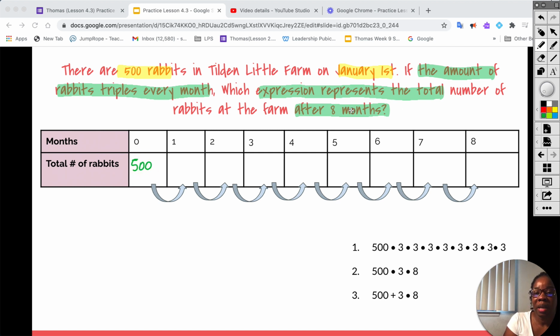Now, what's happening, triple means multiplying by 3. So at the end of the first month, the total number of rabbits tripled, which means you're multiplying by 3. So 500 by 3 is going to be 1,500. And then by the second month, that 1,500 is tripled, because every month it's tripling. So that becomes 4,500. That amount is also tripled by the end of the third month.